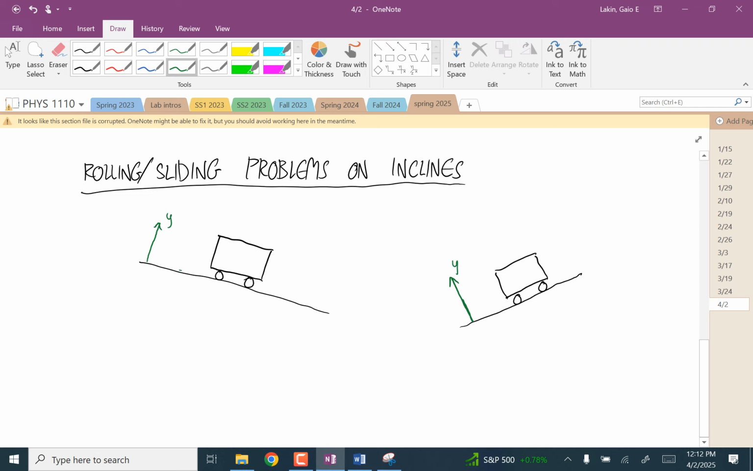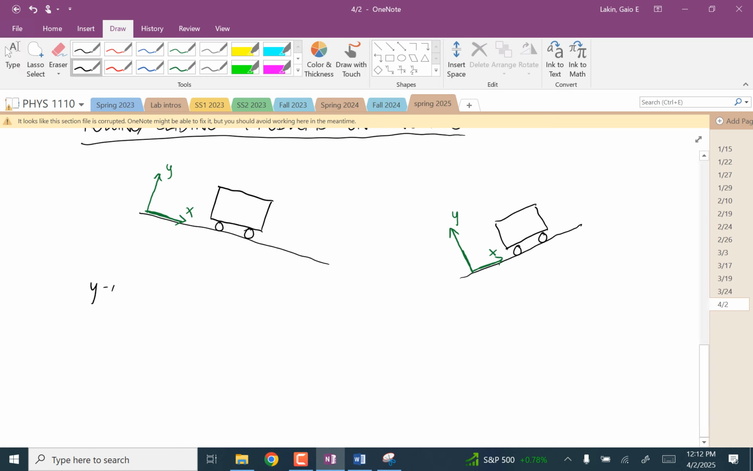In order to meet the requirements we have, the coordinate system just has to be a rotated version of the standard coordinate system. So x has to point this way here, and it has to point this way here. So the y-axis is always going to be out of the surface, and that means the x-axis is always going to be along the surface.